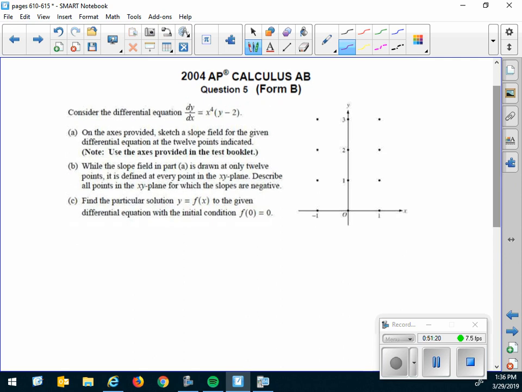This would be a slope field that you would be asked to generate on the AP exam. See how many points there are? What, 12? You're not going to have more than that. All right. 2004. Consider this differential equation. On the axis provided, sketch a slope field for the given differential equation at the 12 points indicated. Let's draw your slope field.